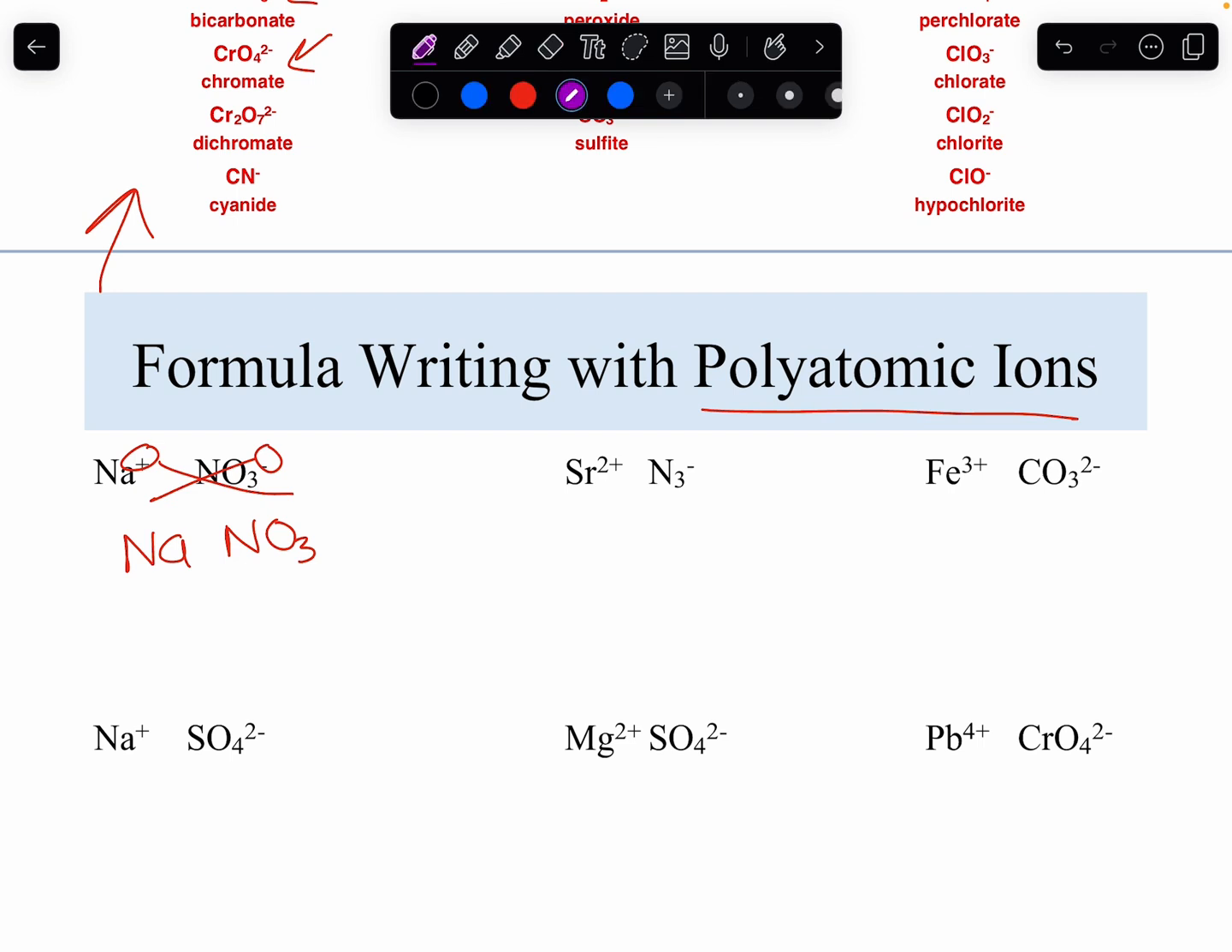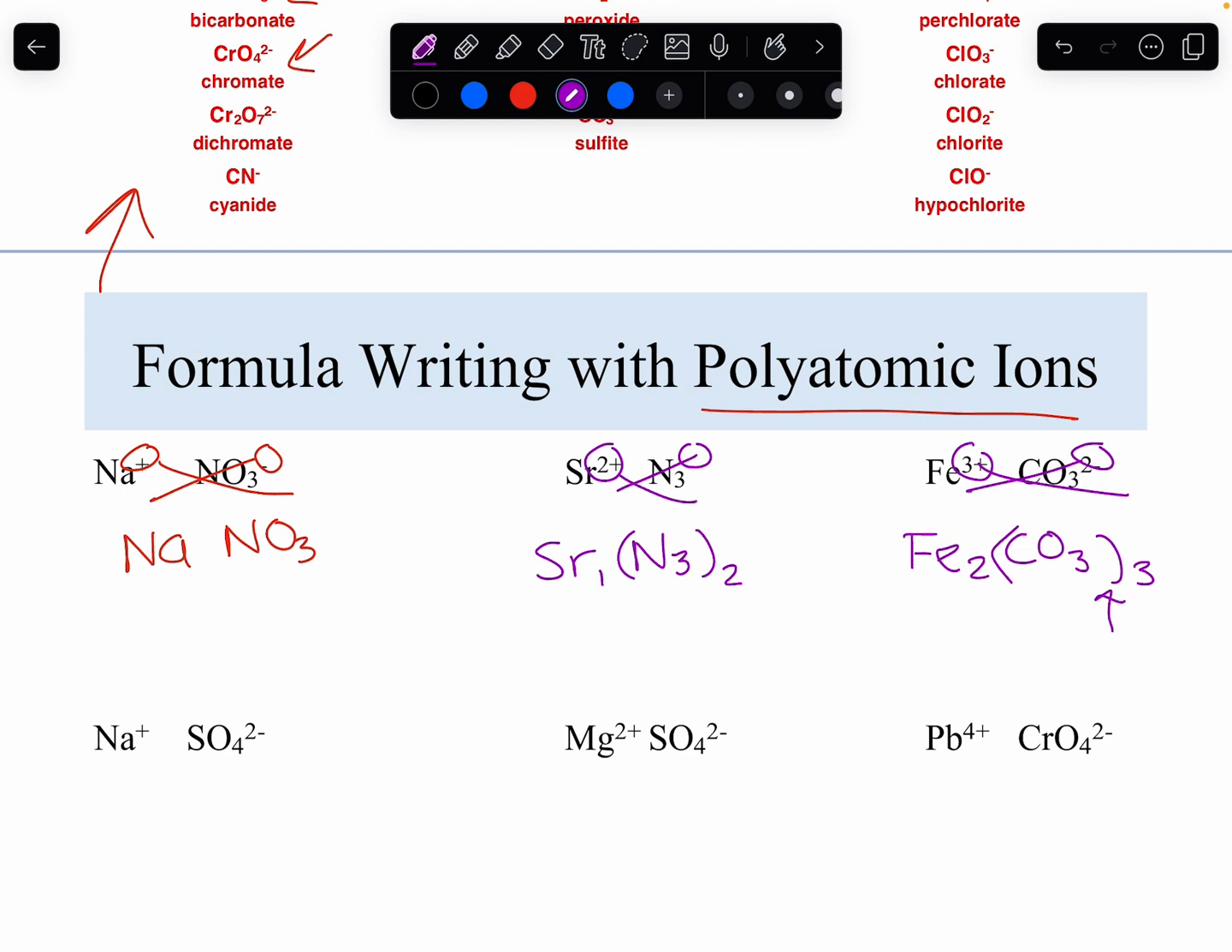Again, you are crisscrossing your charges. So the 2 and the 1 crisscross. So Sr, and then the 1 would go down here. Again, you don't have to write that. And then this is NO3, and that is a 2 charge. Okay. So again, you don't have to show that 1, but I am just showing you. All right, and then that 3 comes down, and the 2 comes down, so Fe2(CO3).